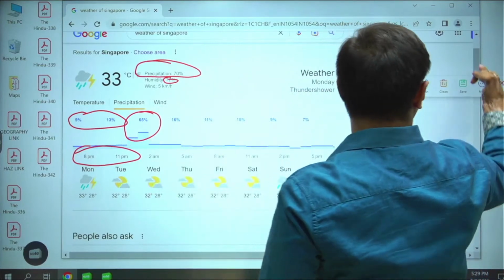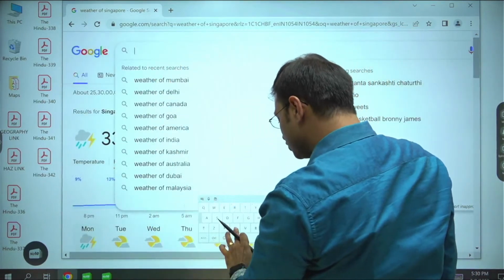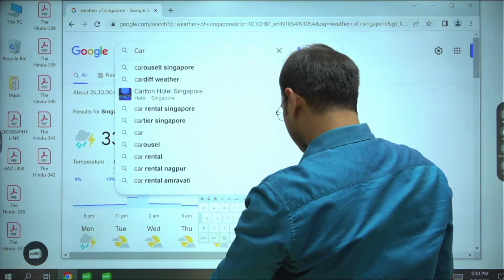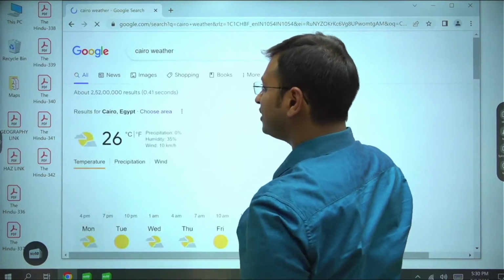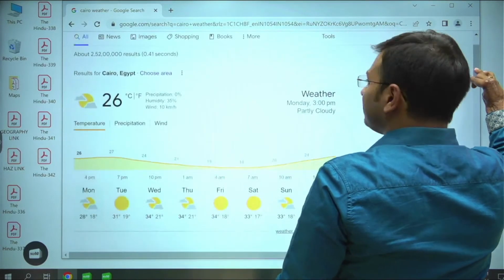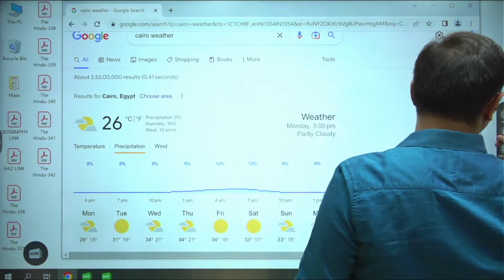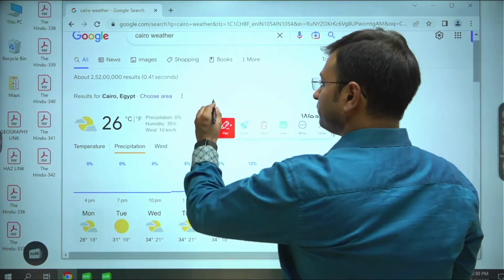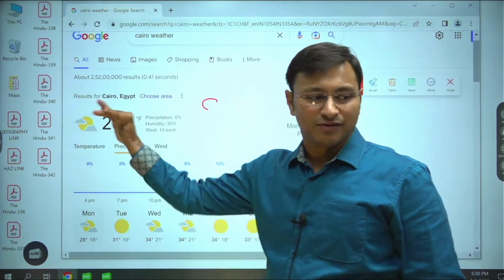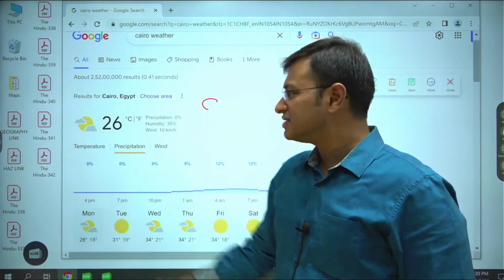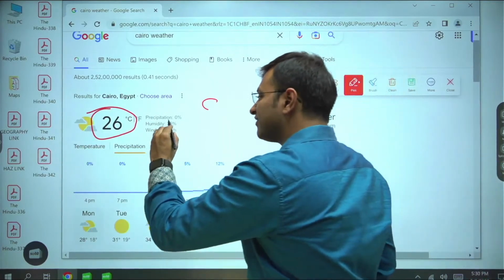Now, let us do a Google search of, let's say, Sahara. So let's move to Egypt. Let's do a Google search of the weather of Egypt. So I'm moving to the capital city of Cairo, doing a plain simple reading of Cairo. Now if you see the weather of Cairo, it is showcasing how many degrees Celsius? Only 26 degrees Celsius. The humidity is barely 35%.